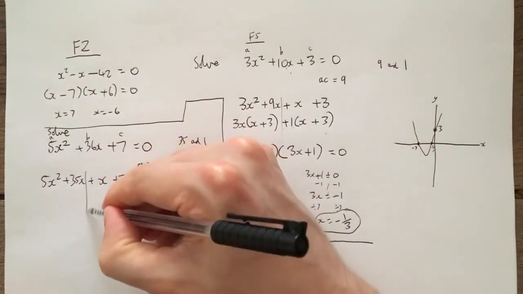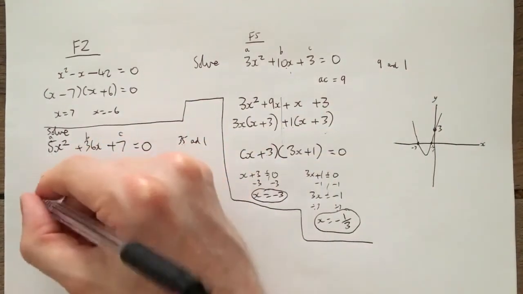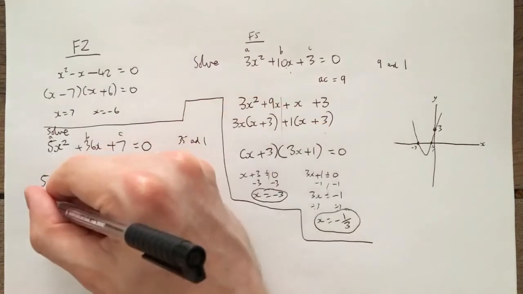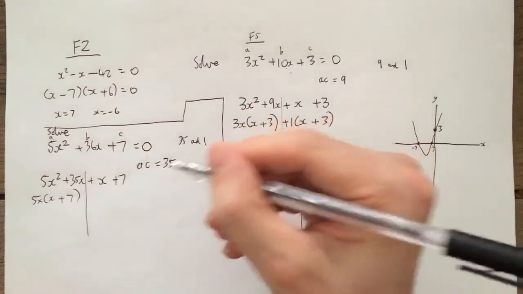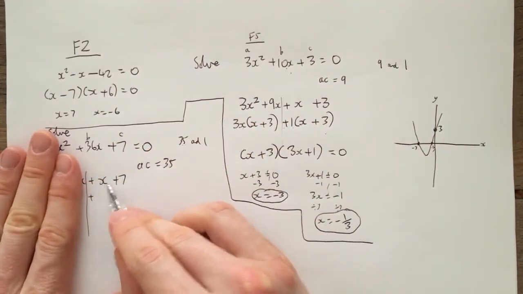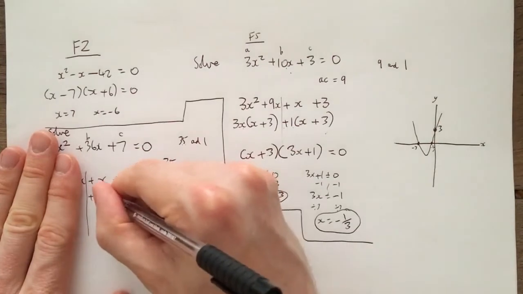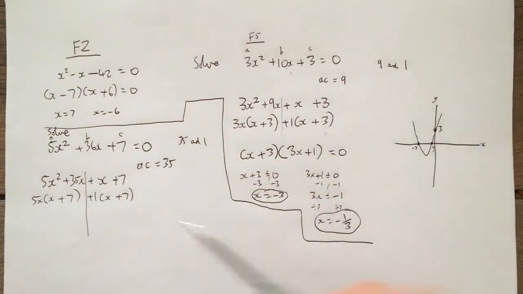I then split these two down the middle. How do I factorize that? Well, 5 is in common and so is x. So 5x, then plus 7. And then separately look at this. What's in common with these two? Nothing apart from 1. So plus 1 and then x plus 7. We know we're good because the two brackets are the same here, which is exactly what we want.